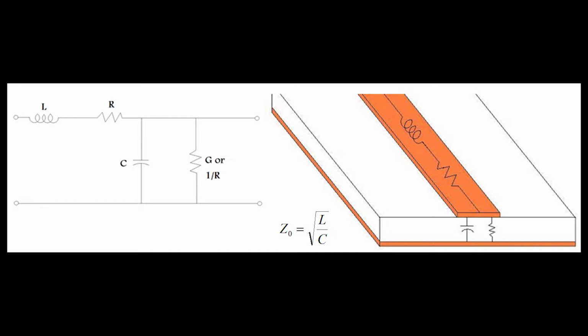So the signal conductor is related to the series resistor and series inductor, and then the capacitance is related to the shunt capacitance and also the conductance, but that's actually in the dielectric itself. So the dielectric, or the substrate material, is related to the capacitance and the conductance, and the signal conductor is related to resistance and inductance.